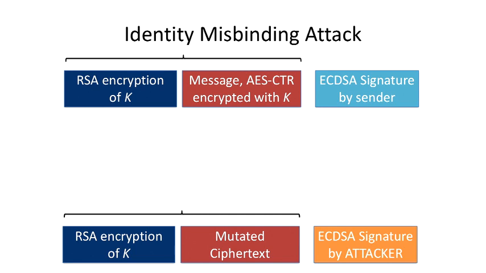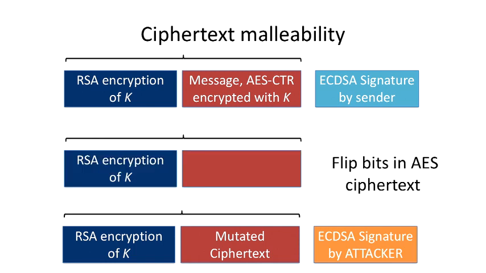But the thing is that if I do this attack, I'm not limited to just replaying the exact message I got. Because once I've stripped off the signature, I can do whatever I want to the ciphertext and then sign it as if it came from me. And so this means the ciphertext is malleable.